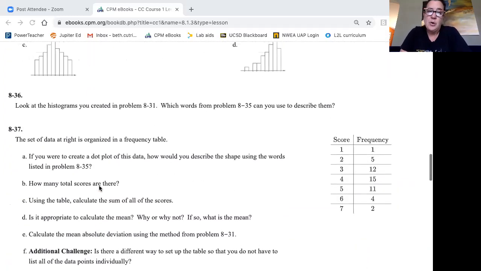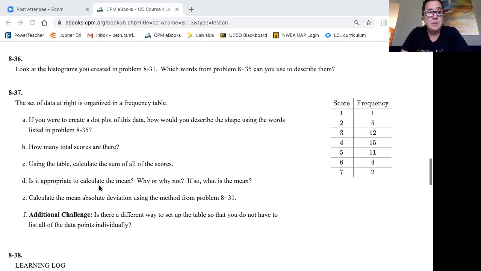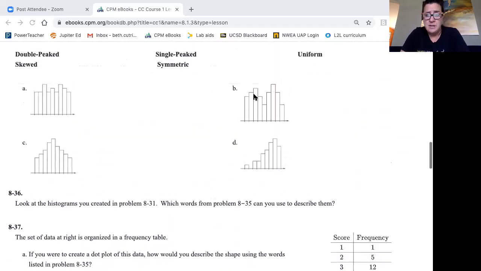Okay, so for number 8-37, which is what you're going to be assigned today, other than re-looking over 8-30 through 8-36, you're going to look at this set of data at the right. It's organized in a frequency table. And if you remember histograms, looking at these on the y-axis, this is your frequency. So this would be some sort of assortment that you're comparing, and this would be how many fit into that category.